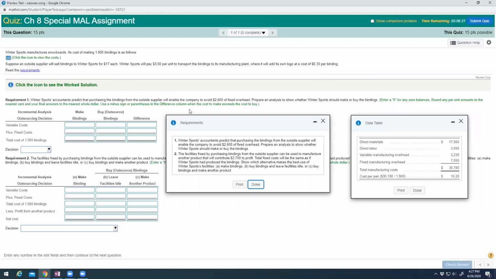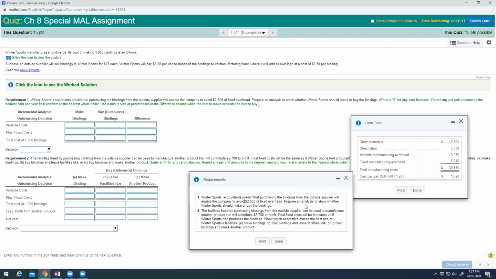Read the requirement. First one predicts that purchasing this from outside will enable you to avoid 2,600 of fixed cost. Prepare analysis to show whether you should make or buy. Now the first one is you can save 2,600 fixed cost. There is nothing to do with the freight capacity, so we don't really worry about that one. So you have a make, you have a buy, you have the difference.